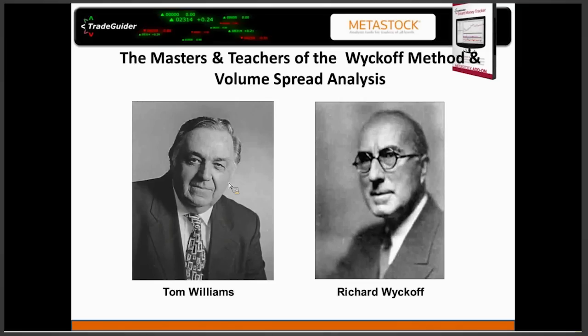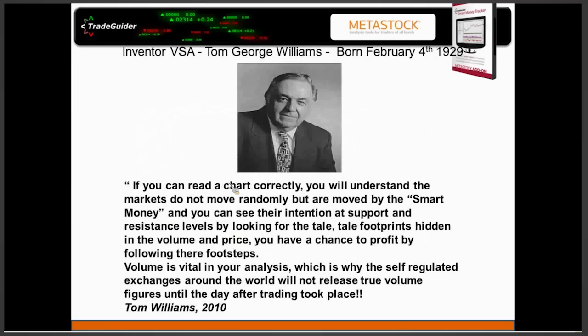He lived in Beverly Hills in California, where he was working with a syndicate, a bit like a hedge fund today. I think you'd probably call a syndicate a fund. So Tom George Williams was born in 1929 on February the 4th. He invented the VSA method.